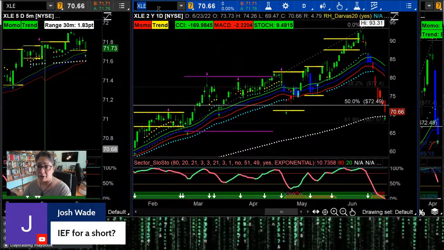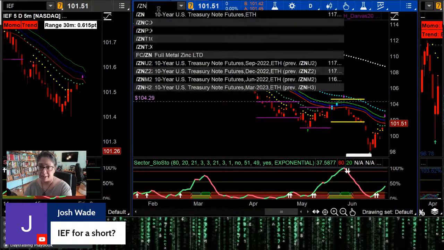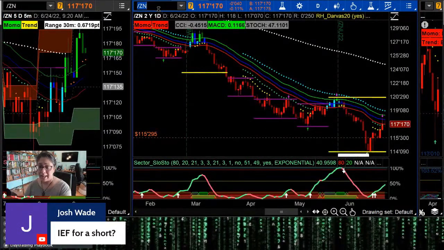And then your follow-up question of IEF for short. IEF and TLT are on the radar for shorts. Absolutely. These are plays on the downtrend in the 10-year note and in the 30-year bond, and I'm definitely looking at follow through there.